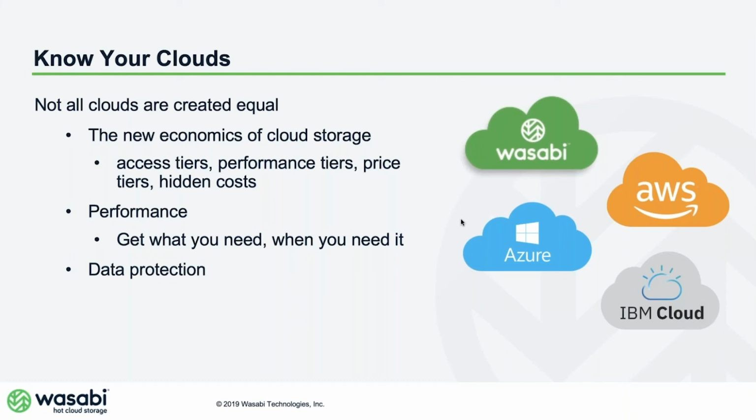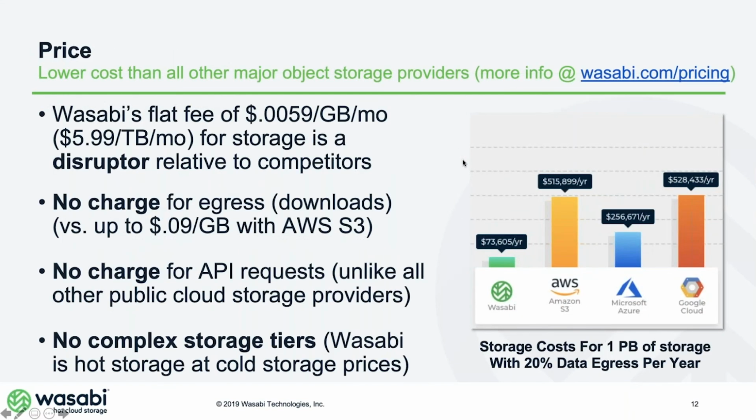Wasabi doesn't have multiple tiers. All storage is kept hot or instantly available. We offer a single pricing plan for which we charge a flat rate of $0.0059 per gigabyte per month. In addition to having only one pricing tier, there are no hidden fees or charges with Wasabi.